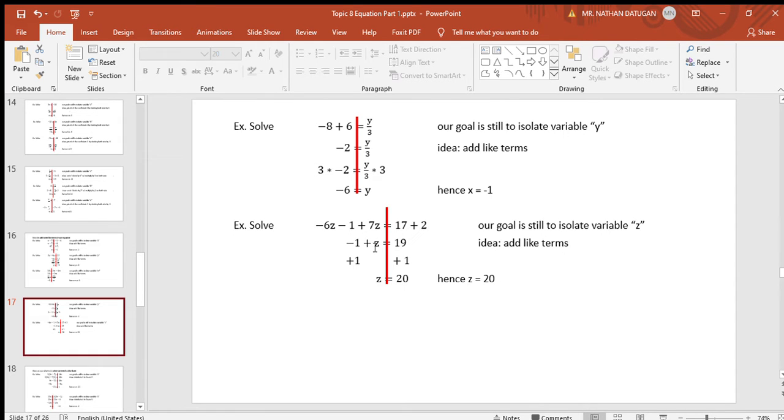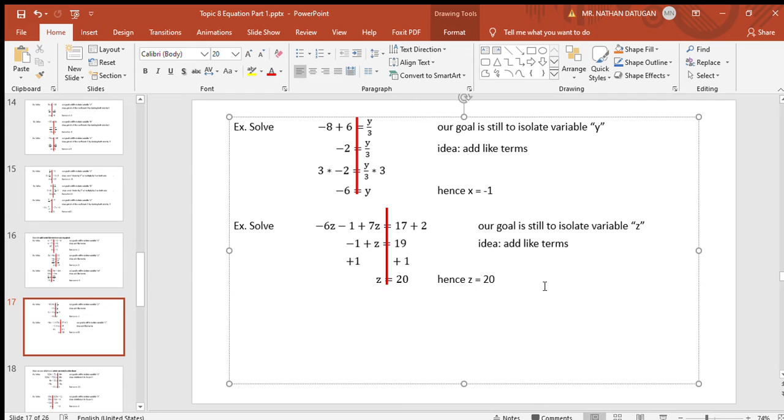So it doesn't really matter. For this part, you can have -1 plus z, or you can also have z is equal to z minus 1, or -1 plus z. Okay, you can have z minus 1 or -1 plus z.